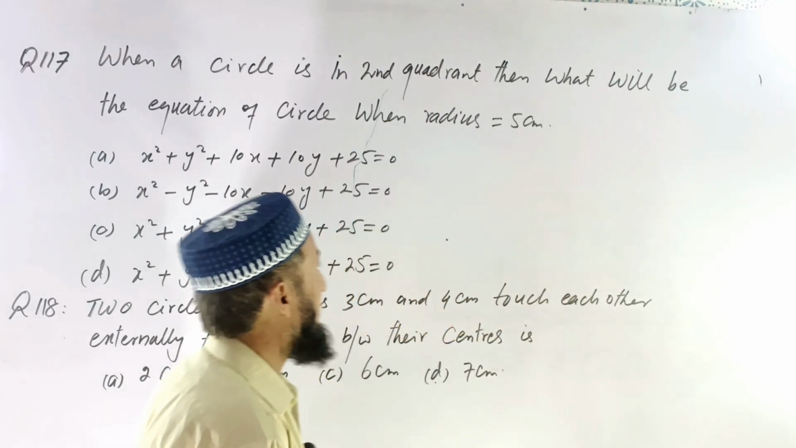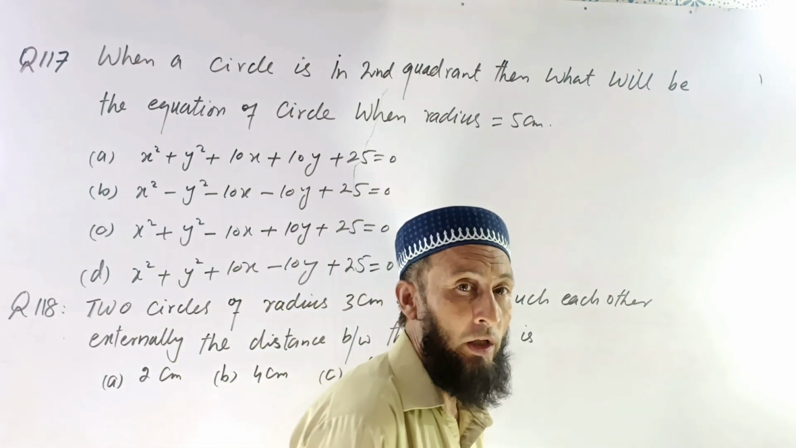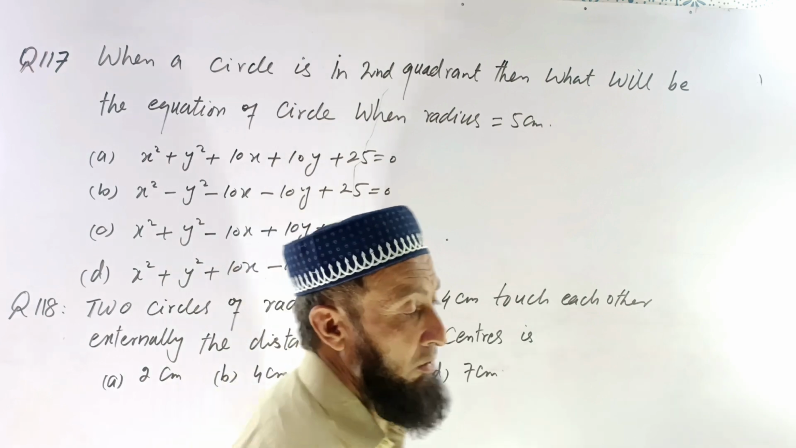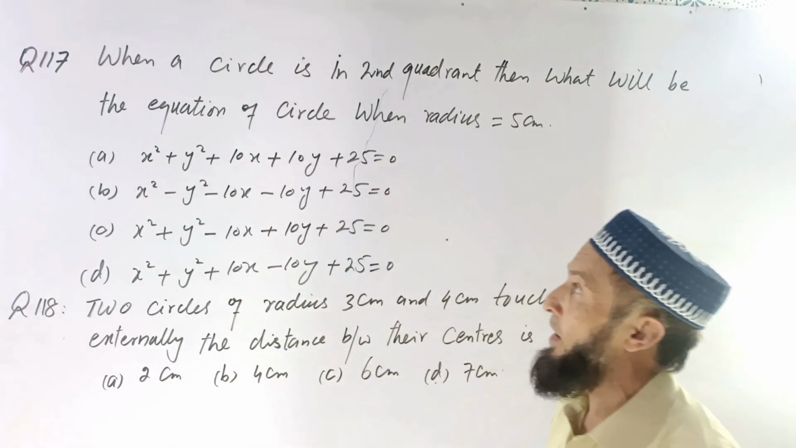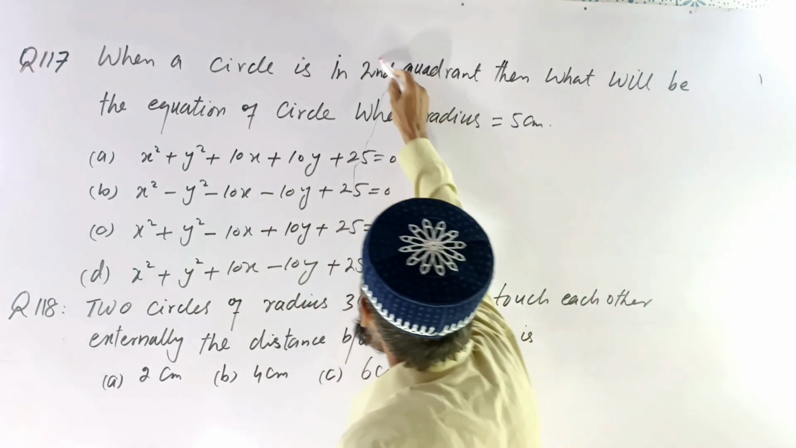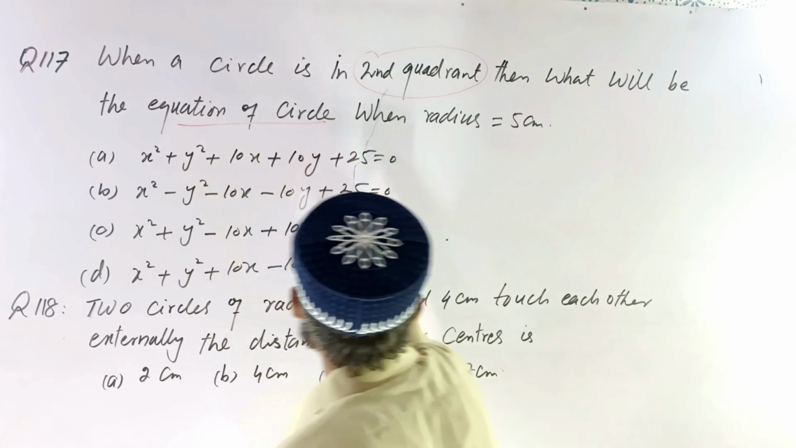Today we are discussing the MCQs on the topic of circles. We have already done question number 1 to question number 116. Now question number 117: when a circle is in the second quadrant, what will be the equation of the circle?